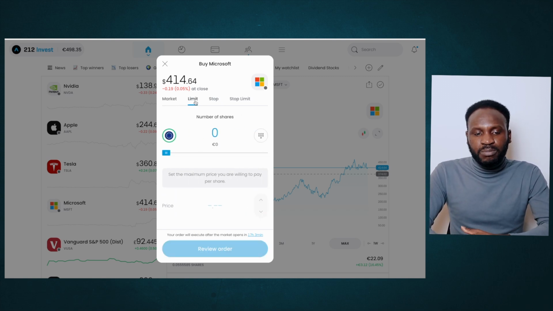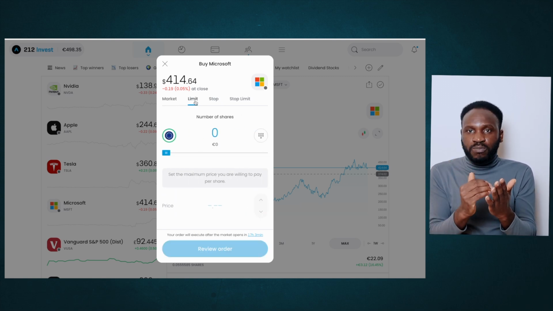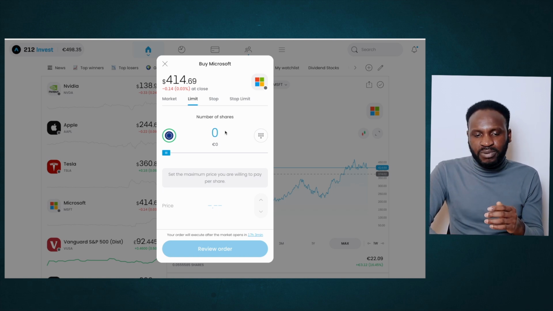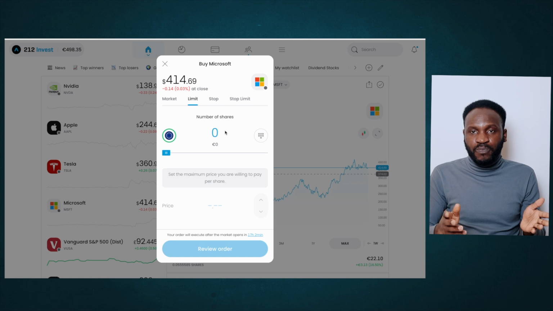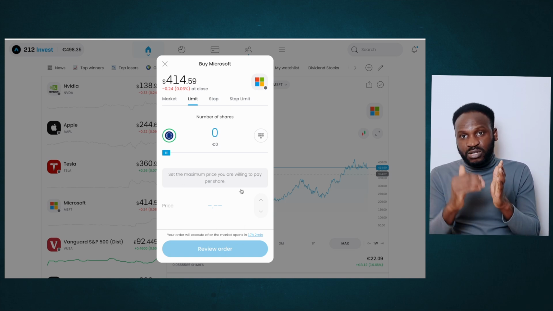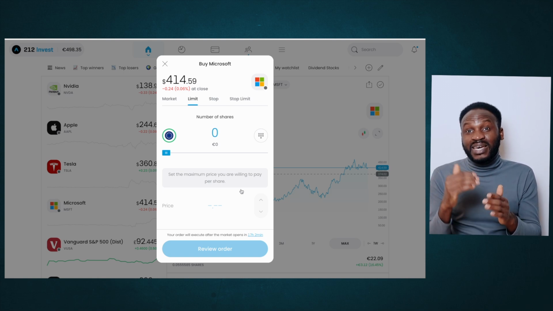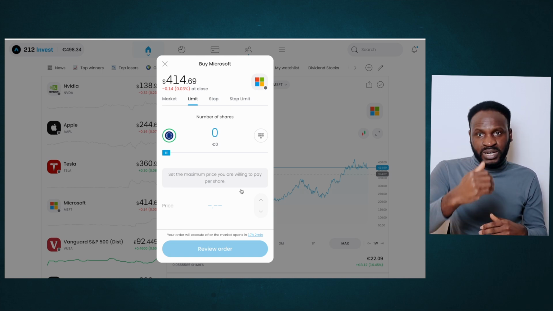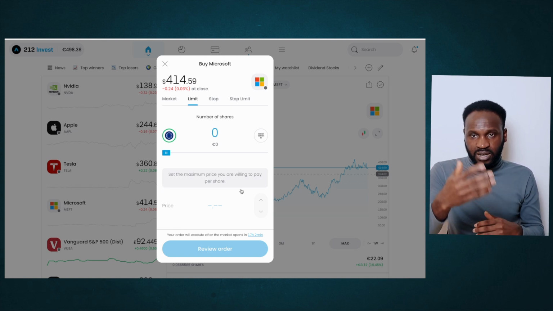If you want to buy with a limit order, that is when a share drops down and you want to buy when the market is down, you can do that. You can enter the price here and you are good to go. You set it, you click on review order, and once the market is down to that particular price that you have entered, the share will be placed. And when the market is open, your share is going to go live and you can start making money from that company if they are growing in value.